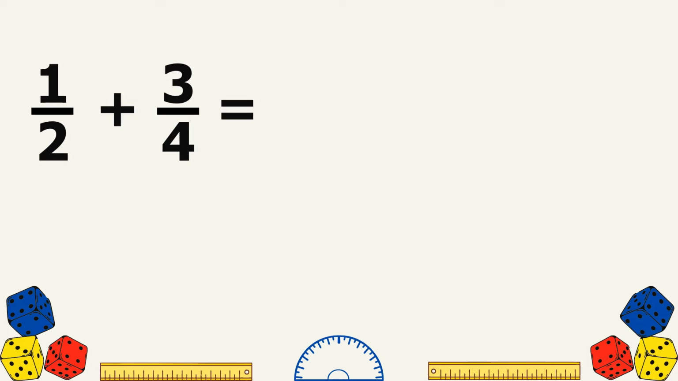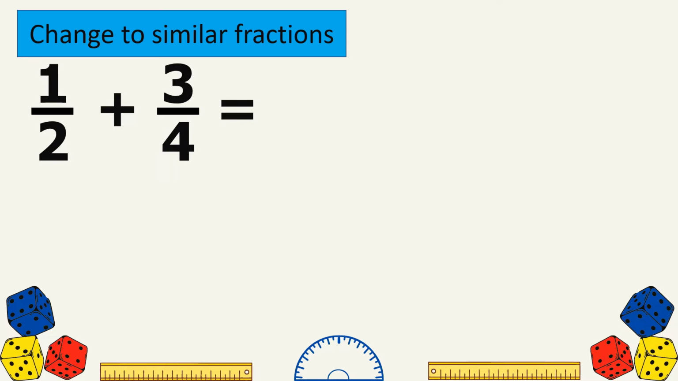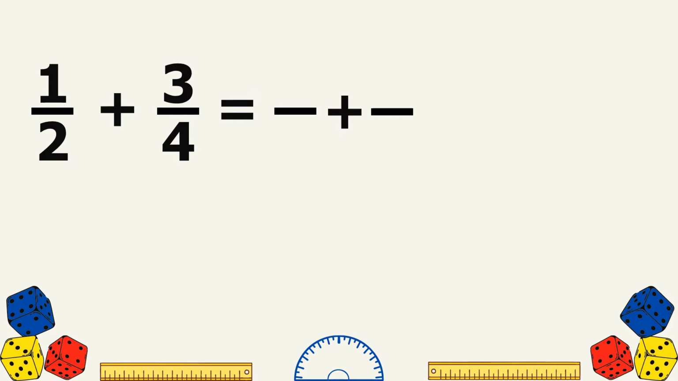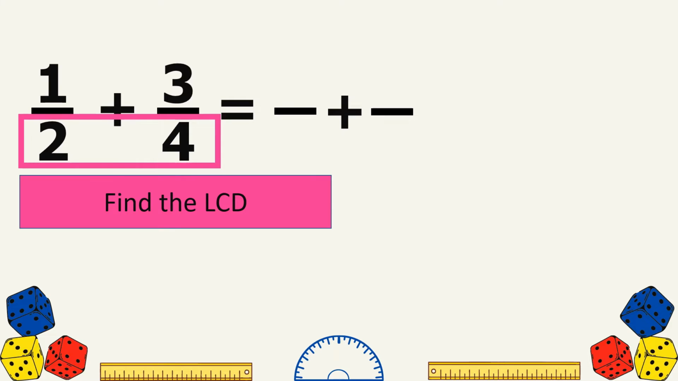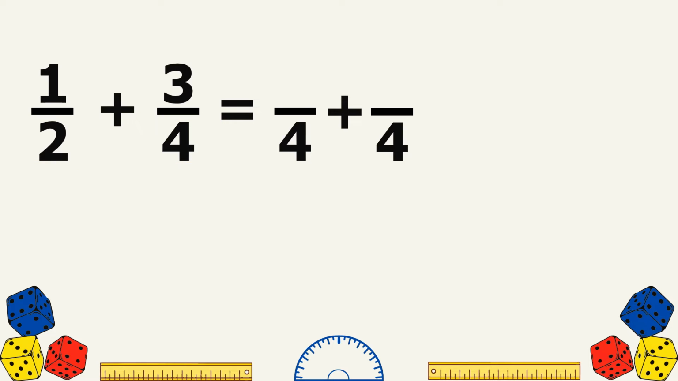So now let's have an example on how to add dissimilar fractions. We have 1/2 plus 3/4. Remember, we cannot directly add or subtract dissimilar fractions. First, we need to change them to similar fractions. So we will have a new set of fractions. Then let's find their LCD. The LCD of 2 and 4 is simply their LCM, and their LCM is 4, so 4 will be the LCD.